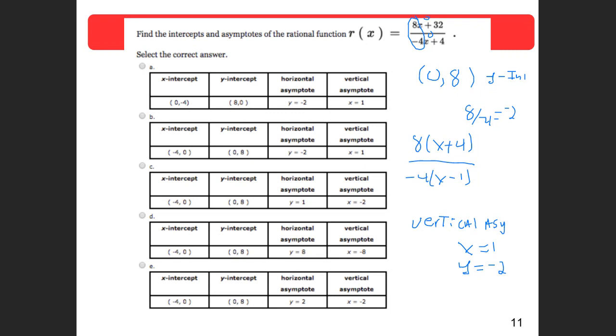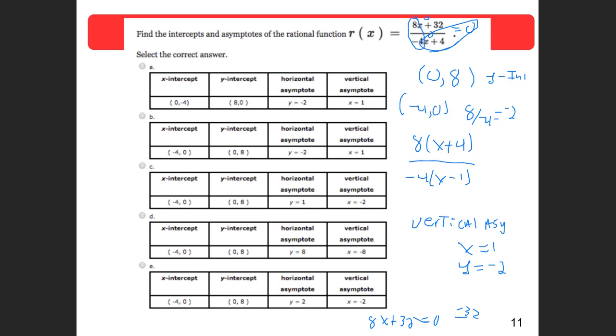And then the last thing we have to do is find the x-intercept, right? All right, so I set y equals 0. If I cross multiply, that gives me 0. So I have 8x plus 32 is equal to 0. Bring that 32 over, divide by 8, so that's going to be (-4, 0). Is that right?